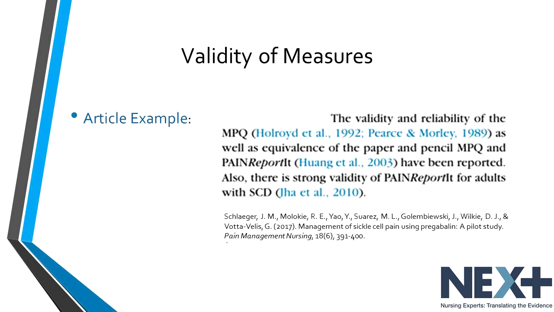Here's an example from a published article. Note that in this example, the authors state that the validity of the instrument has been reported and citations are provided. In the next sentence, the authors describe strong validity exists with another citation. Unfortunately, this leaves the reader to refer back to those cited articles to know the type and reported validity. This, unfortunately, is a common approach to reporting validity, but should be more clearly reported by discussing the validity directly.